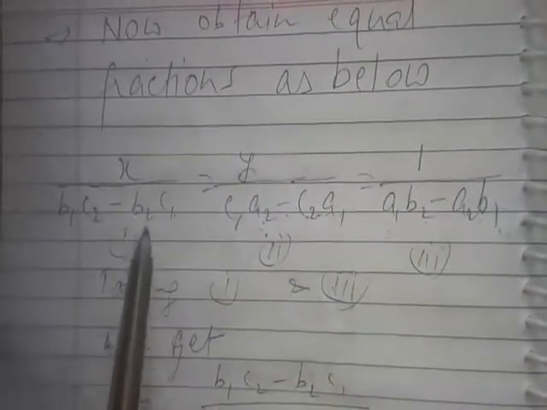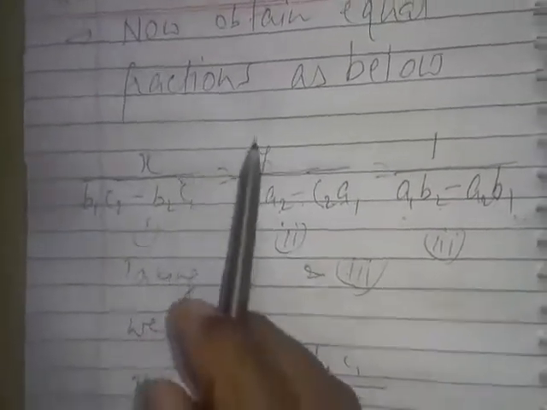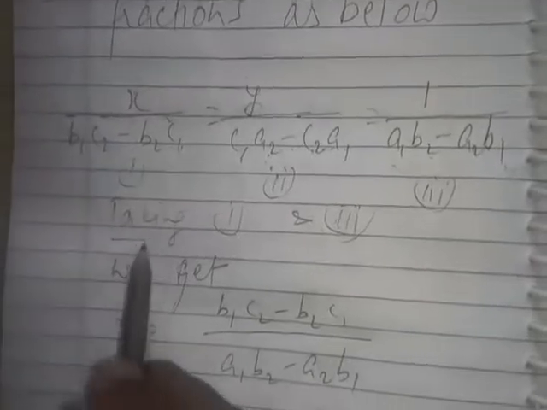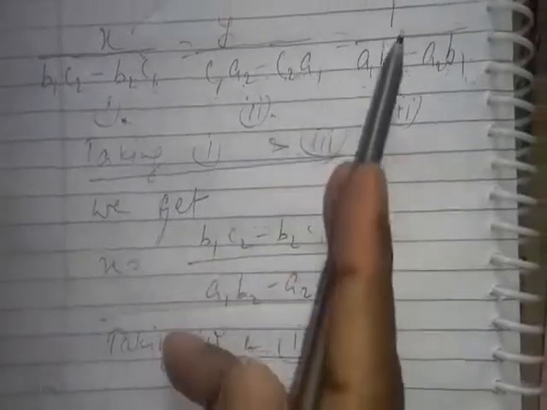And by taking equal fractions, we will find the values of x and y separately. We take 1 and 3. This is 1, this is 2 and this is 3. We will take 1 and 3 together to get x. X will be cross multiplied to 1. When b1 c2 minus b2 c1 is multiplied by 1, it will give you the result b1 c2 minus b2 c1, and that divided by a1 b2 minus a2 b1.